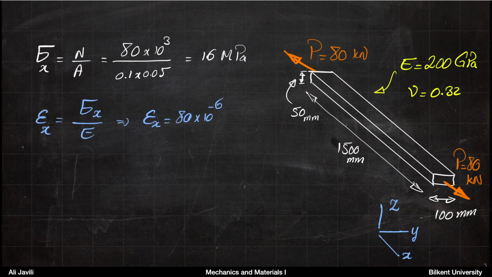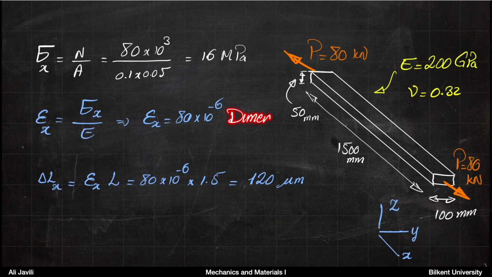Now for that stress, you can calculate strain, and then again, because we know stress is less than the yield limit, or we know it's elastic, you know that stress-strain relationship would be the so-called Hooke's law, and from that, you calculate the strain in the x direction, and that would be 80 micron. So it's a dimensionless parameter, so it doesn't have any particular unit.